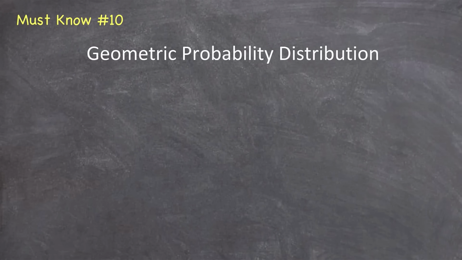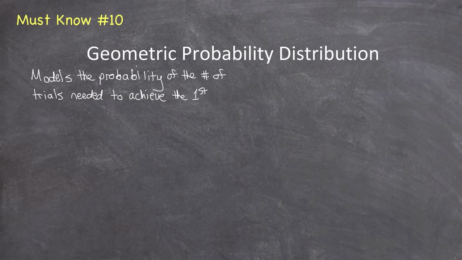Must know number 10, a geometric probability distribution. A geometric probability distribution models the probability of the number of trials needed to achieve the first success in an experiment. Now, just like a binomial distribution, the experiment has some conditions.